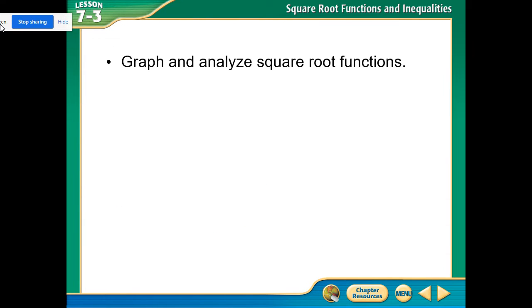All right, today we're going to be talking about graphing square root functions. So we're going to graph and analyze square root functions. And we're going to graph and analyze square root inequalities. So we're going to do both of them.